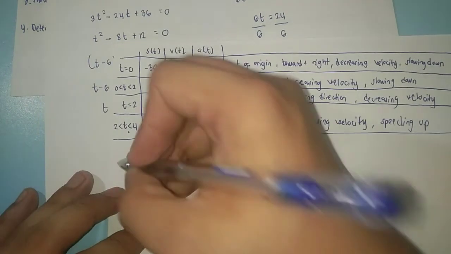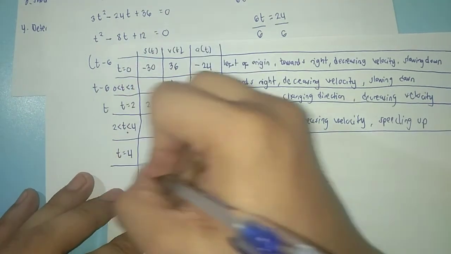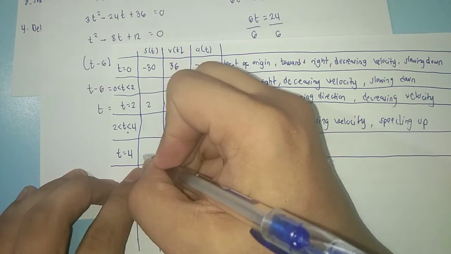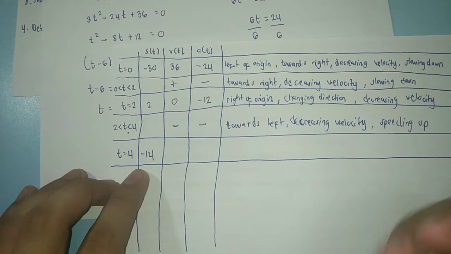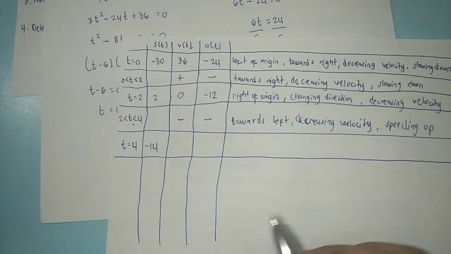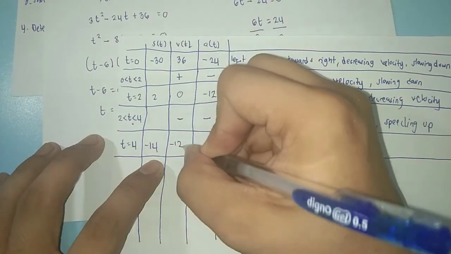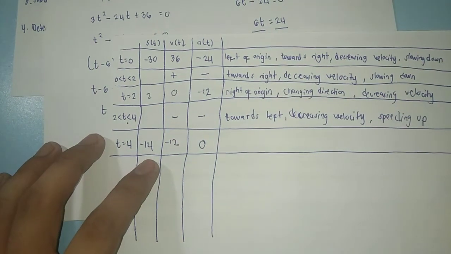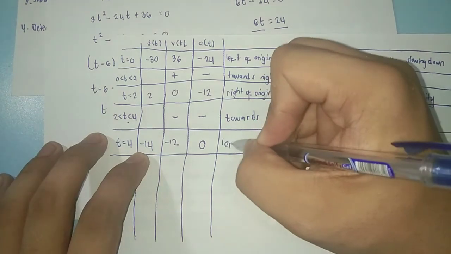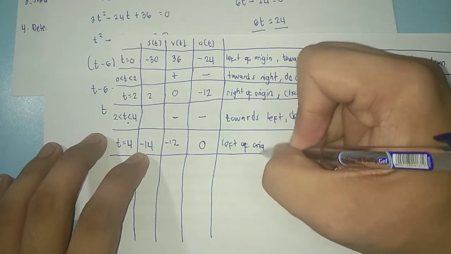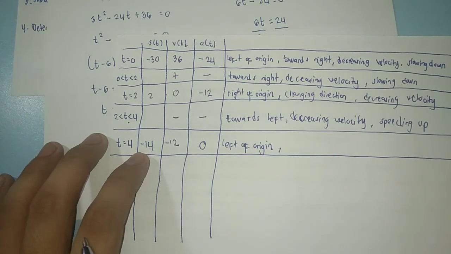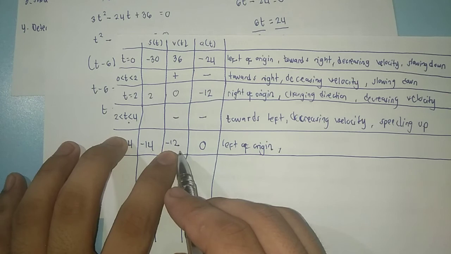Okay? So, at t equals 4. When you substitute in the position, in s of t, that is negative 14. I will not show it anymore. Just substitute it here. This is s of t, v of t, a of t. So, negative 14, negative 12, and then 0 is the result for the acceleration. So, meaning, negative 14 is on the left side of the origin. So, left of origin. Then, it is moving towards the left because the velocity is negative.